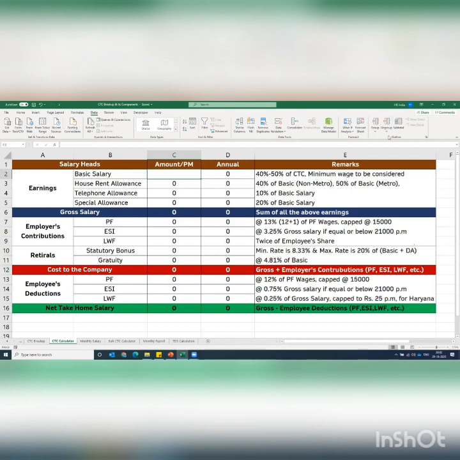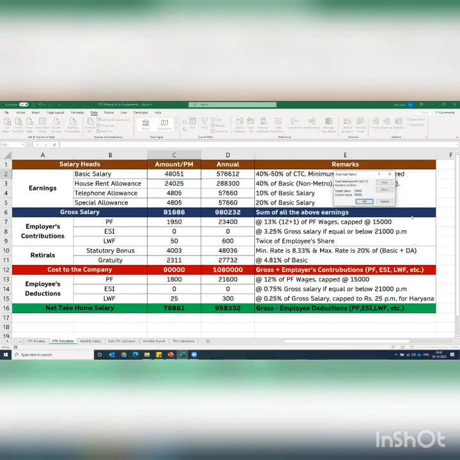Now let's take another example. Let's take some bigger figure. First you need to set the cell where you want your outcome, right? So this is the CTC cell where I want my outcome. Then specify the amount that you're looking for. Let's suppose I'm looking for a CTC structure of 90,000 monthly CTC. By changing cell, I'm again specifying basic salary. Press OK. Now see, it's done. Just in three steps, we have calculated the complete CTC structure of this employee using all the statutory calculations also.